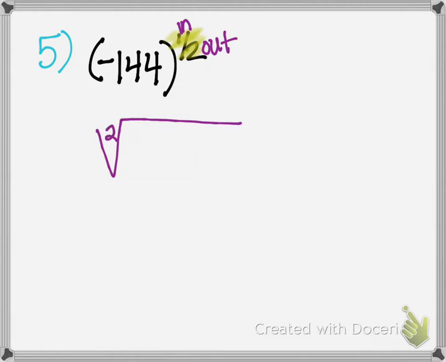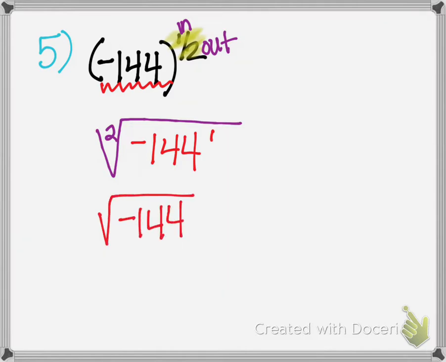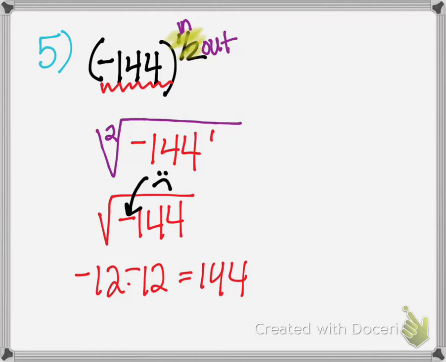And then we're going to have this whole negative 144 inside the radical. And then it would have an exponent of a 1, which anything to the first power is just itself. So this is pretty much saying what's the square root of negative 144? Well, 12 times 12 is 144, and so is negative 12 times negative 12. So because we have this negative here inside, this is not a real number.